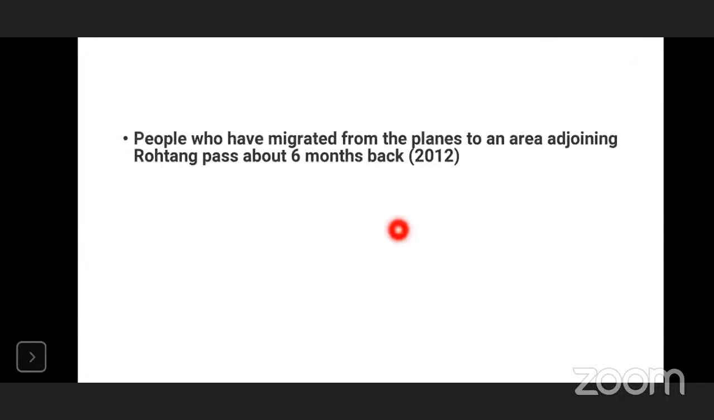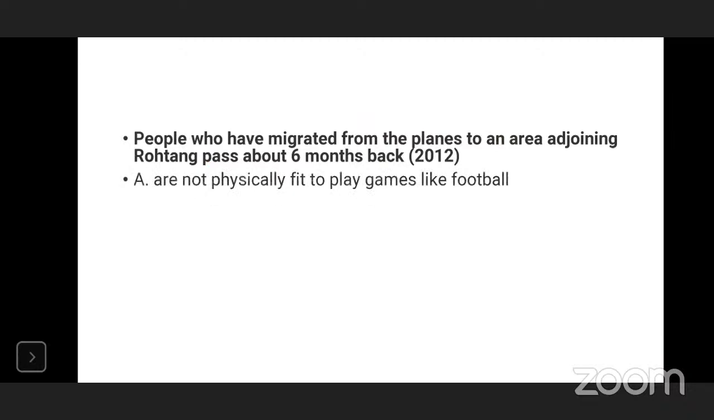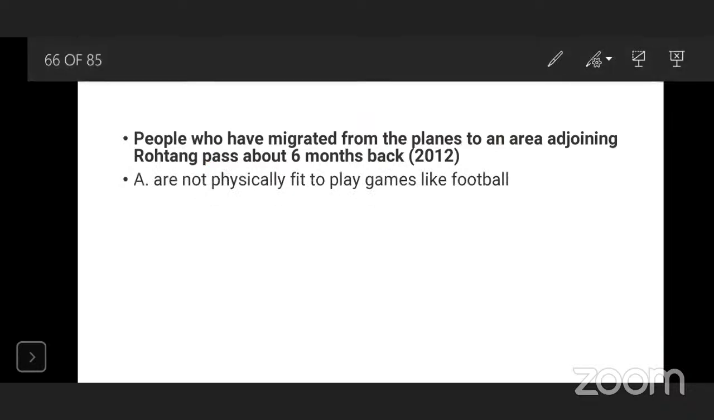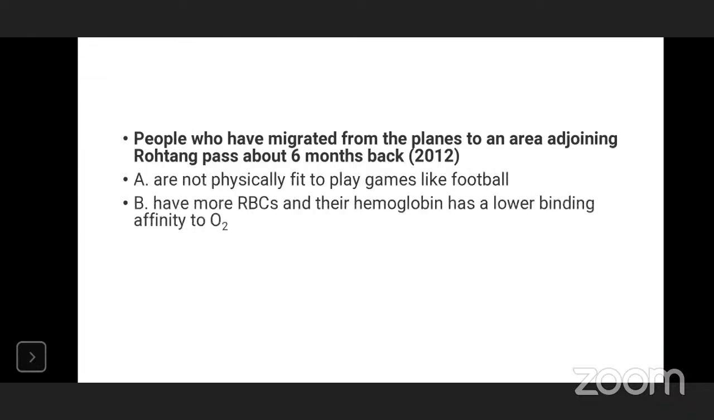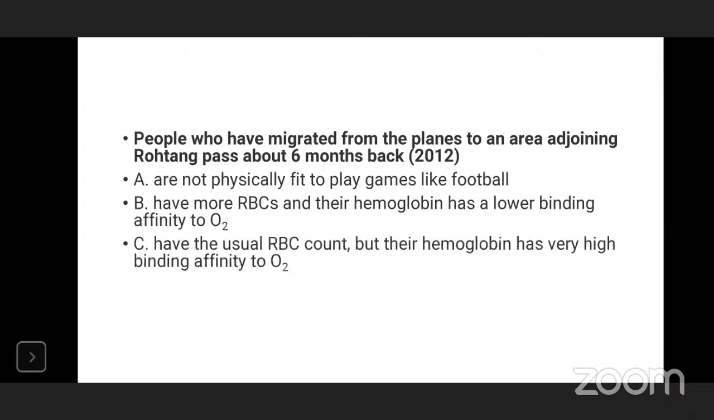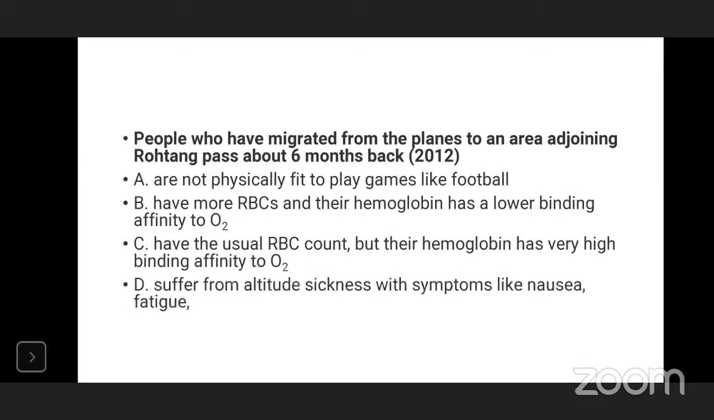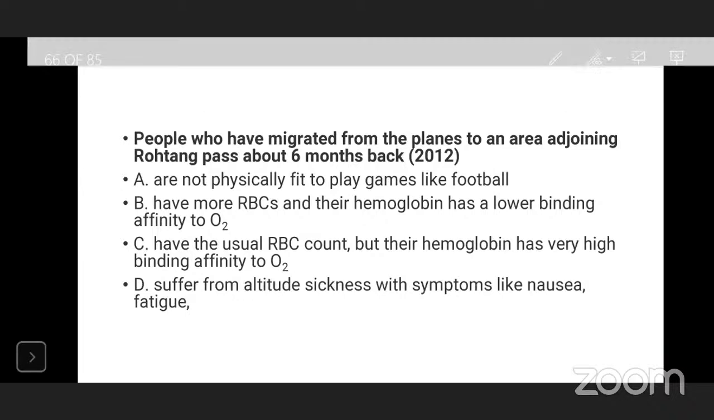Next question. People who have migrated from the plains to an adjoining Rohtang Pass about 6 months back. Plains means lower altitude area, and Rohtang Pass is an area at higher altitude. So what can we see in them? They are not physically fit to play games like football; they have more RBCs, and their hemoglobin has a lower binding affinity to oxygen; they have the usual RBC count, but their hemoglobin has very high affinity for oxygen; or they suffer from altitude sickness with symptoms like nausea and fatigue. The correct answer is they have more number of RBCs.